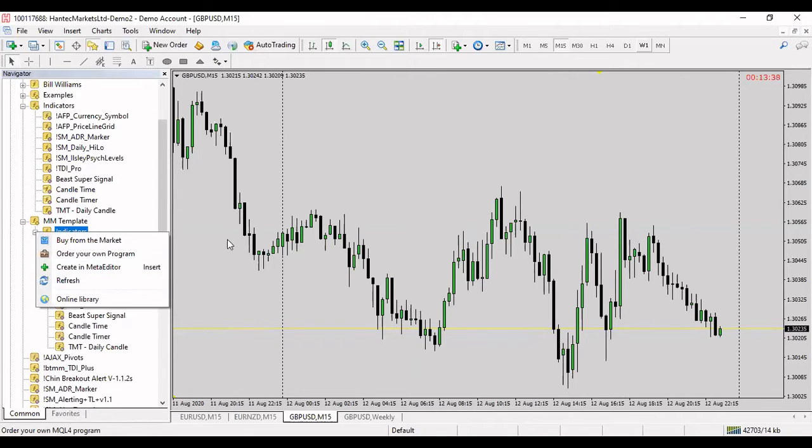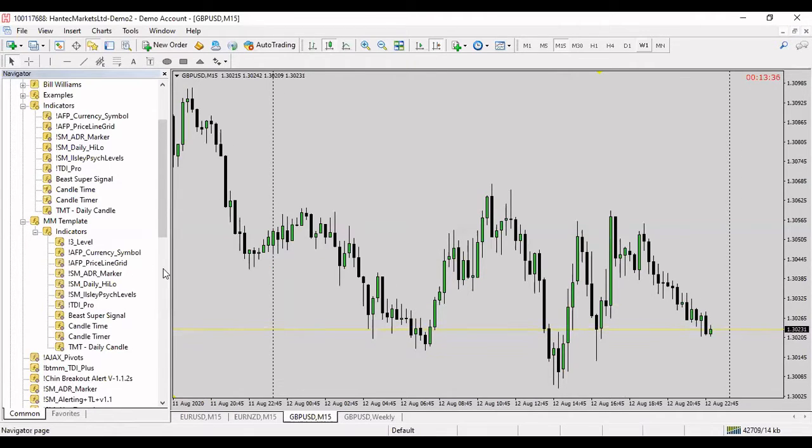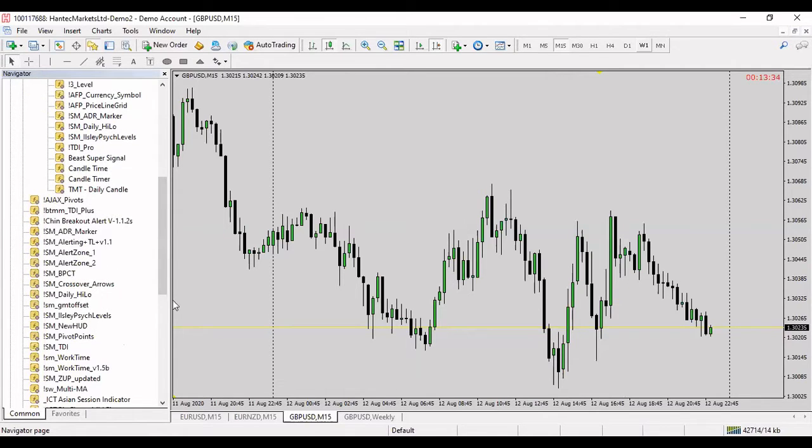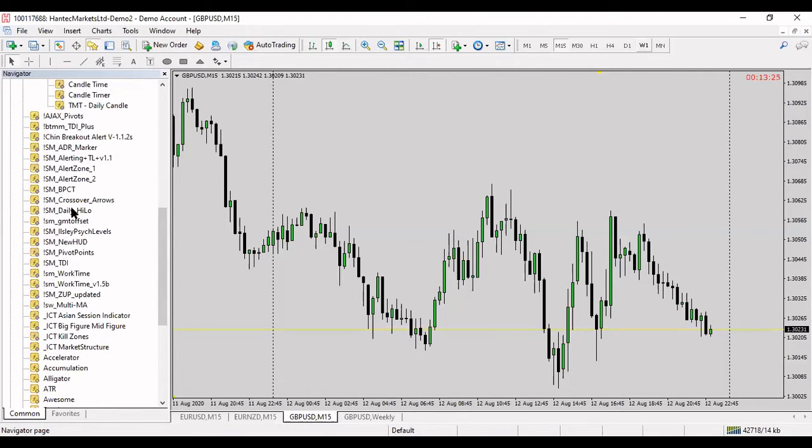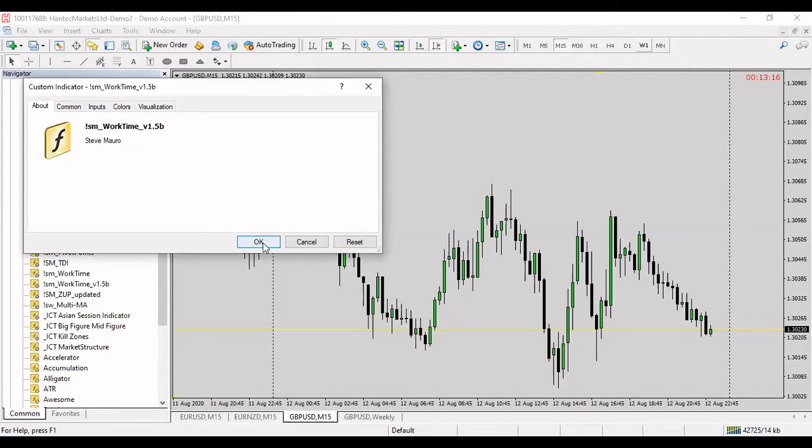Once you click on refresh, the indicator you have added will come and be part of your list of custom indicators here. These are custom indicators. They are not inbuilt. I explained that in one of our earlier webinars. So once it's added over here, you will see it appear this way. This is the indicator I shared on the group, SM work time V1.5B. So you click on it, then you drag it onto your main chart, drop it there, and then click OK.